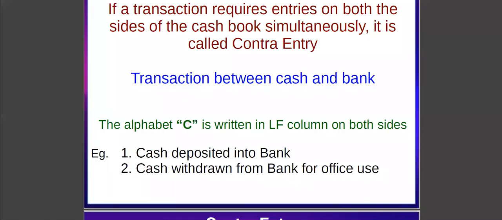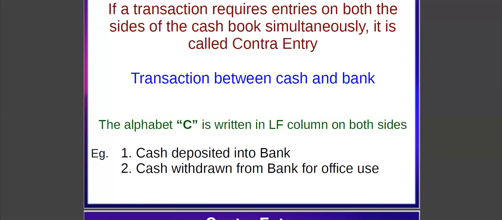Today's class: contra entry. If a transaction requires entries on both sides of the cash book simultaneously, both debit as well as credit, so that one entry will affect both sides, that is called a contra entry.